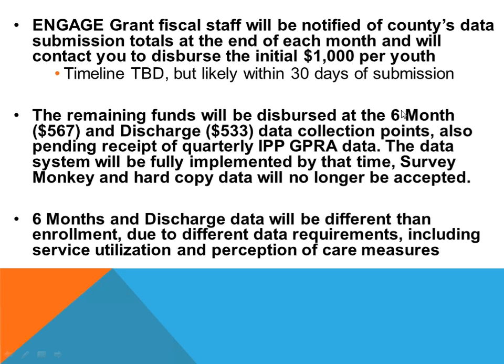Then the remaining funds will be dispersed the 6th month at $565 and discharge with $533 data collection points. And again, that's also pending the receipt of your quarterly IPP SurveyMonkey. Hopefully the data system will be fully implemented by that time, so the SurveyMonkey and hard copy client level GIPRA and Ohio scales will no longer be needed, and you can do all of that in the data system.